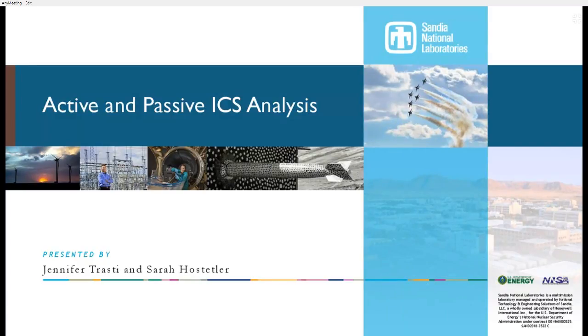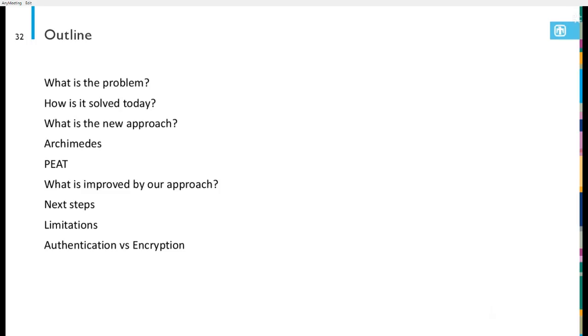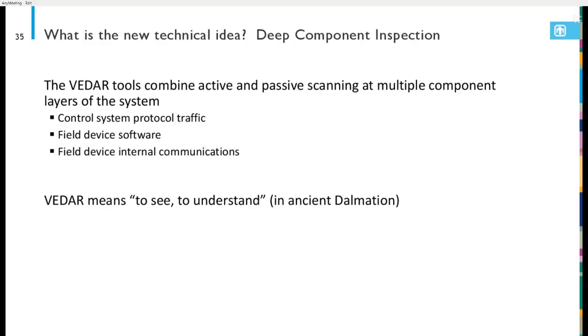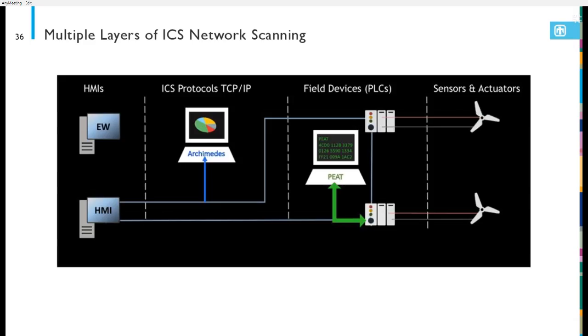So first I'm gonna talk about the active and passive ICS analysis. You guys already know what the problem is. So what I'm talking about today is a suite of tools that we call VADAR. It doesn't stand for any acronym, it just means see to understand. What we're trying to do here is a defense in depth. We want to get in and look at what's really going on in the OT network.